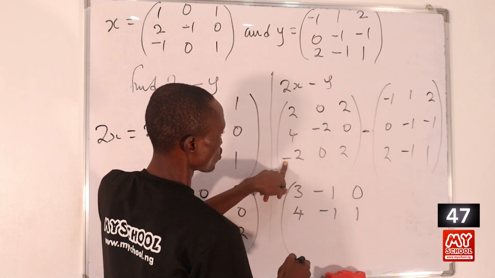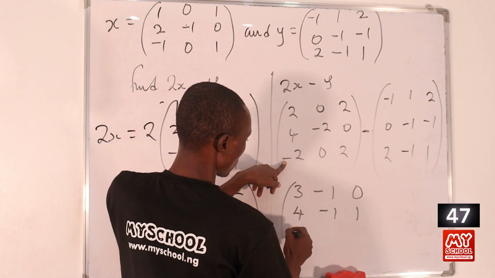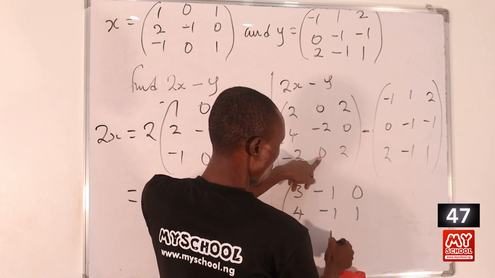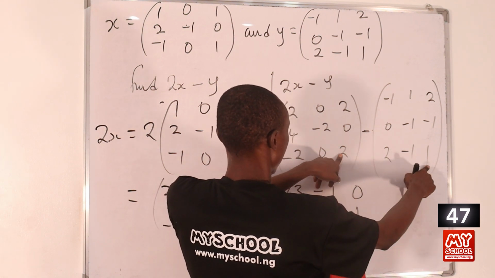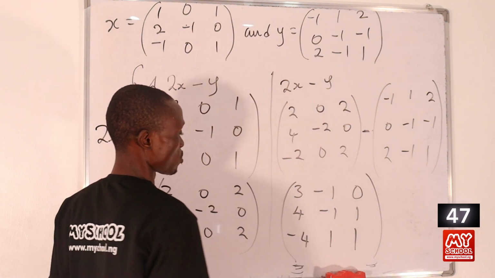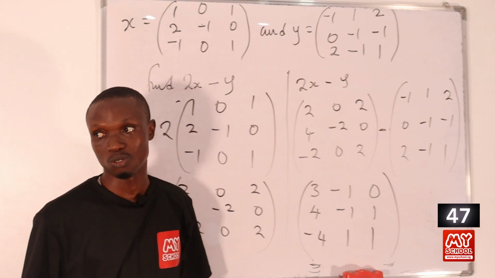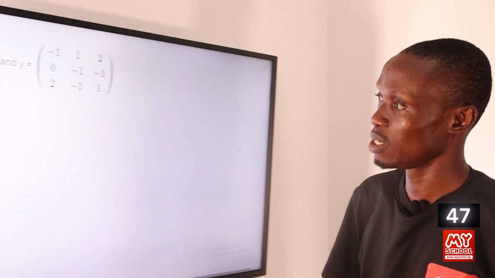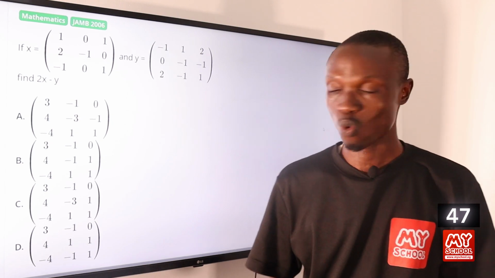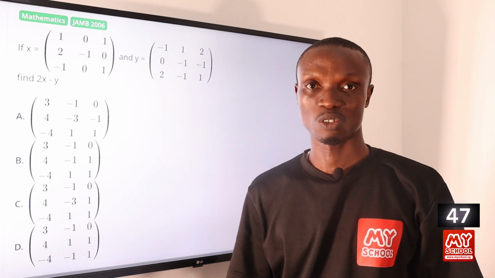Okay, then minus 2 minus 2, that will give us minus 4. Then 0 minus minus 1, that will give us 1. Then 2 minus 1, that will give us 1. Okay, so these are the elements of the resulting matrix. So let's move over to the screen to pick the correct answer to this question, and that would be option B, 3, 4, minus 1, then minus 1, minus 1, 1, 0, 1, and 1. So option B is the correct answer to this question.